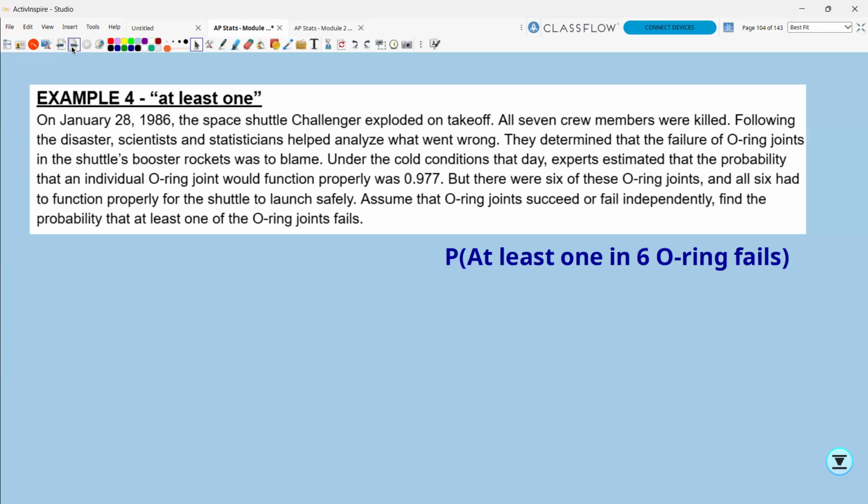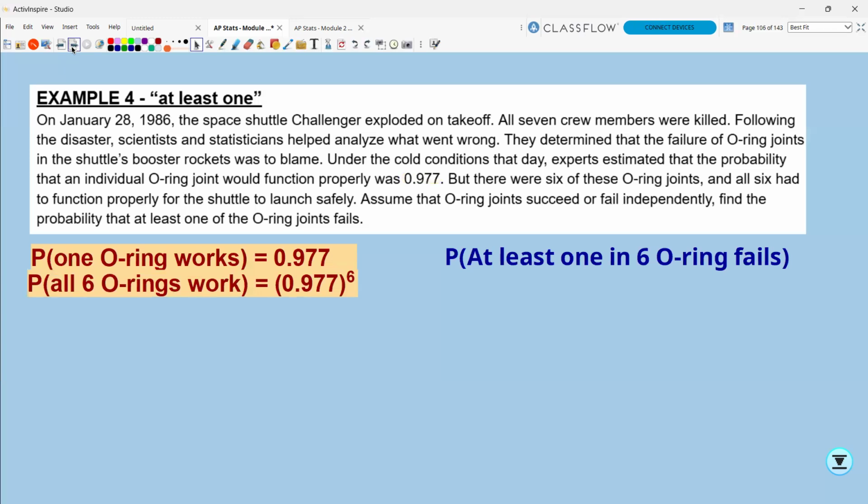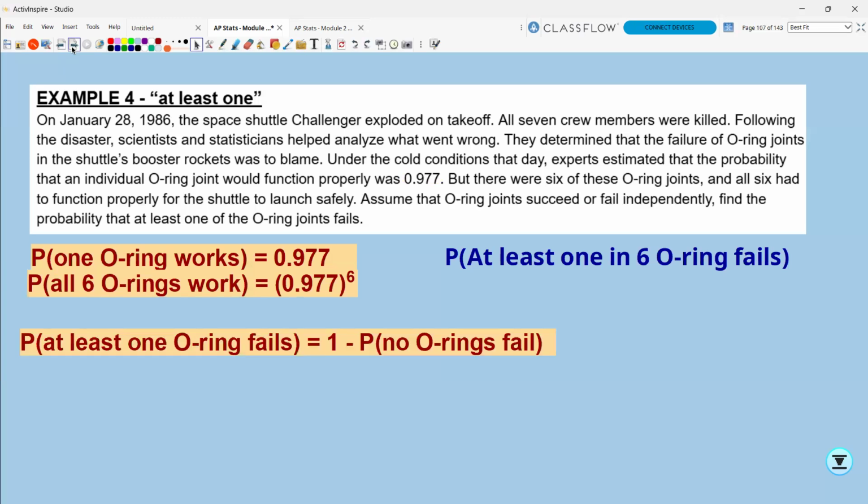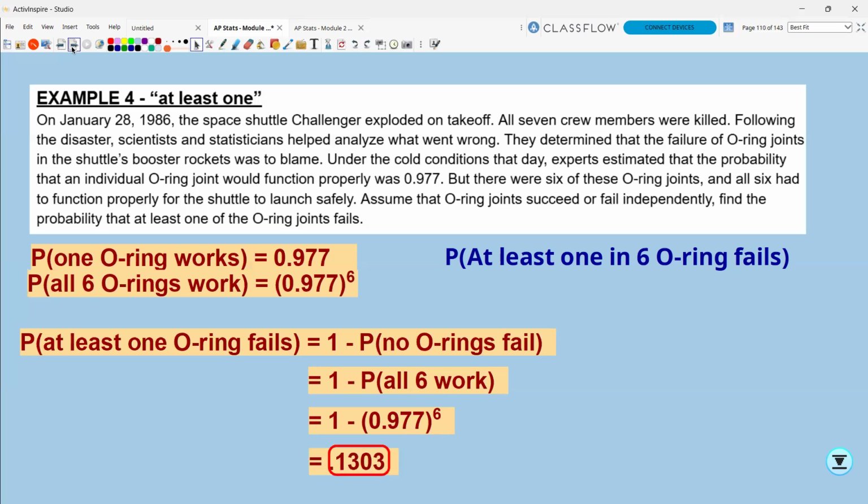So the first thing we want to do is figure out the probability that 1 in 6 O-rings fail. We know that the probability that one O-ring works is 0.977. The probability that all 6 work is 0.977 to the 6th power. The probability at least one O-ring fails is going to be 1 minus the probability that none of the O-rings fail, which is the same as 1 minus the probability that all 6 work. So we can do 1 minus 0.977 to the 6th power, and you'll get about 13.03%.